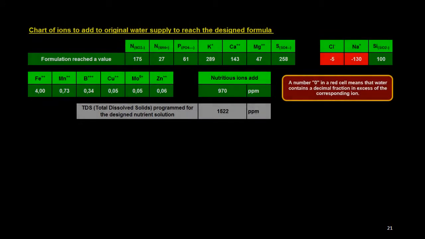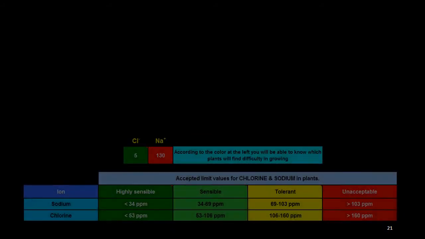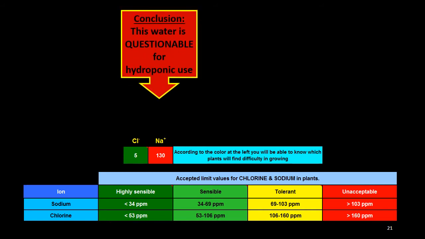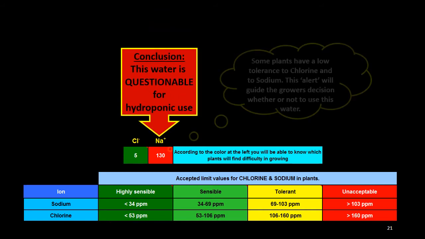Formulation values are automatically determined by reducing the ion count in the base water supply. In this example, 2 red cells display negative numbers. This means that there is an excess of both ions in base water. An indicator alert is located below on page number 2. It indicates that the water is unsuitable for hydroponic growing because, although there is an acceptable value of chlorine ions, there is a toxic level of sodium ions.